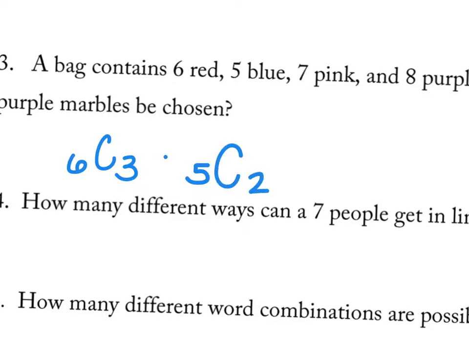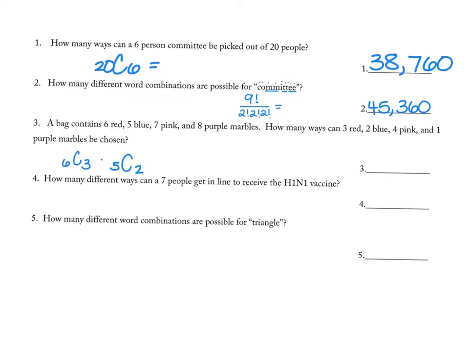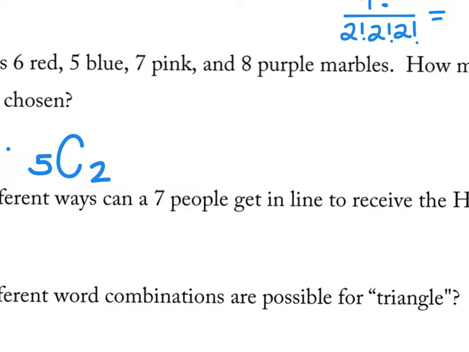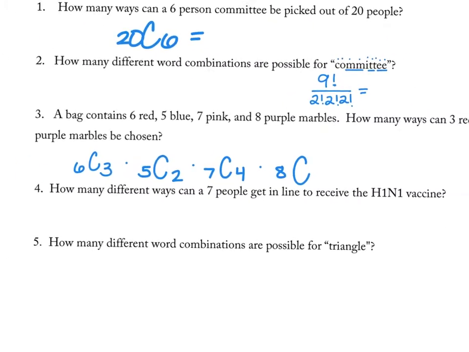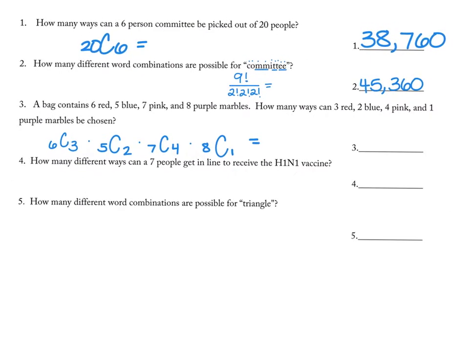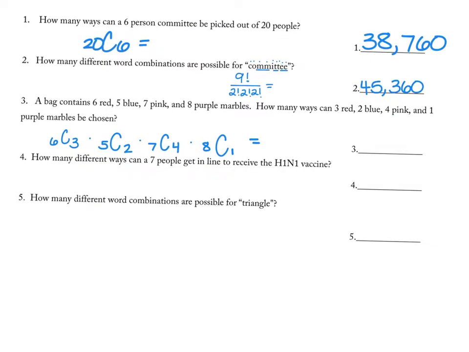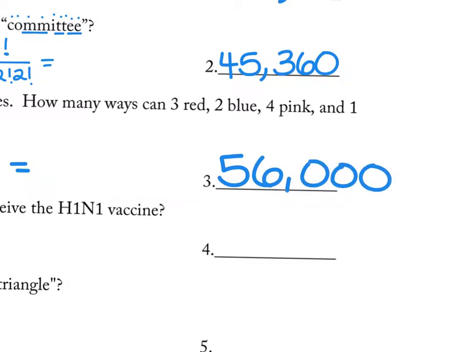And I'm multiplying because it's an and problem. I want 3 red and 2 blue and 4 pink. So 4 pink from 7. And finally, let's see, I wanted only 1 purple. So I'm just going to put all of this into my calculator to get the final answer, but I am going to multiply all of this together. And it comes out to exactly 56,000 different ways for this to happen. Awesome.